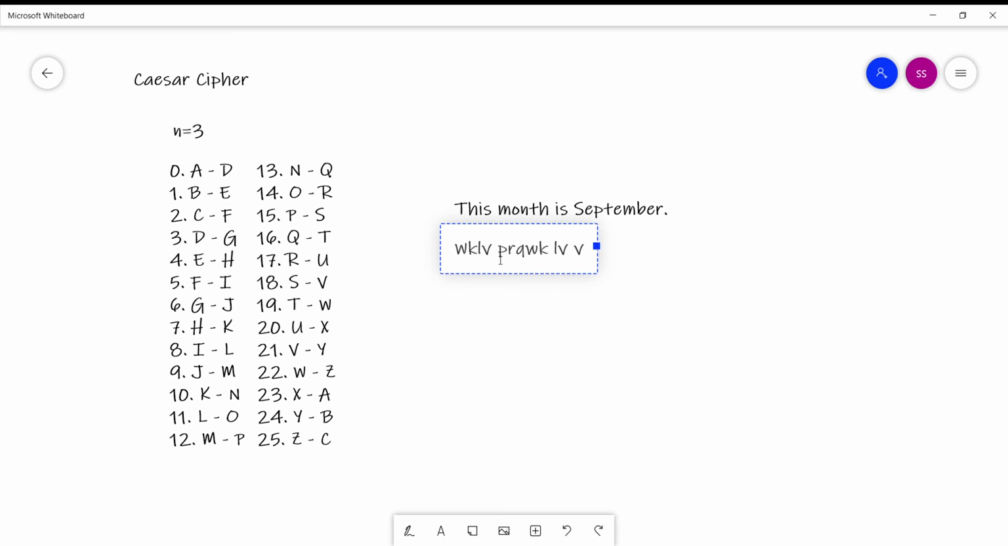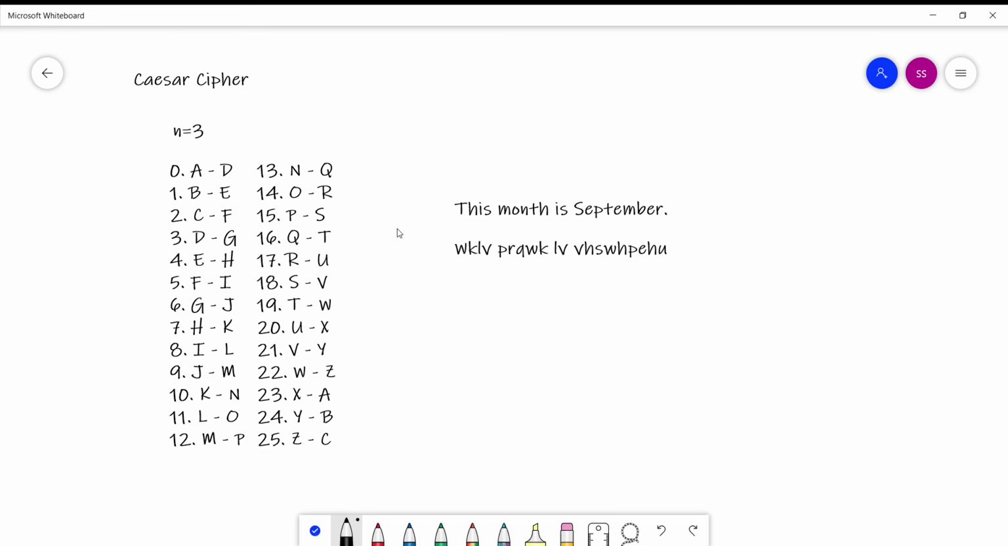V, E is H, P is S, T is W, E is H, M is P, B is E, and E is H, and last R is U. So this is the new ciphertext. Okay, let me write it down. This one is my plain text, and this one is my ciphertext.